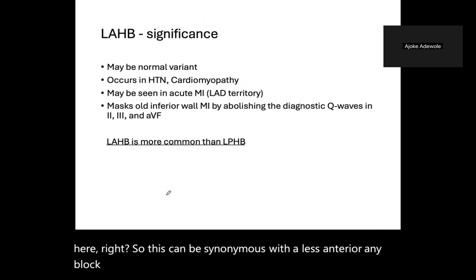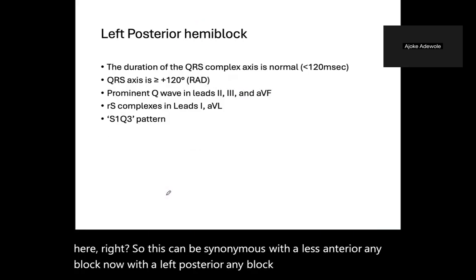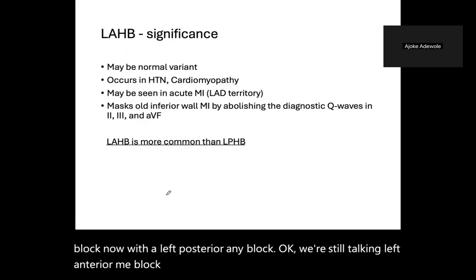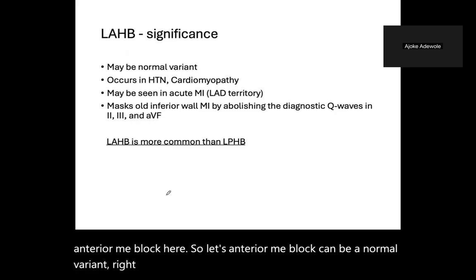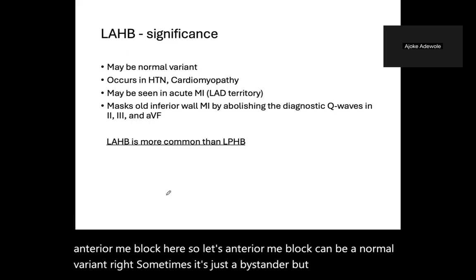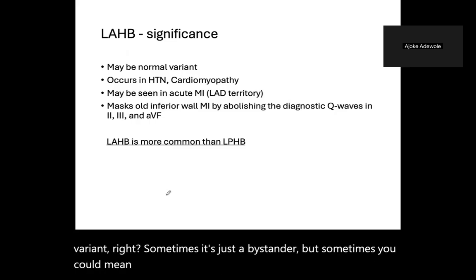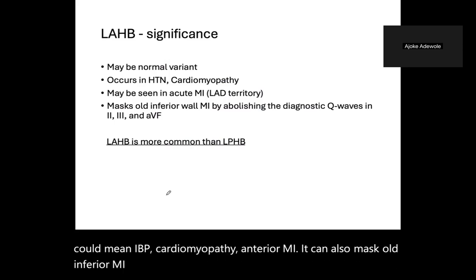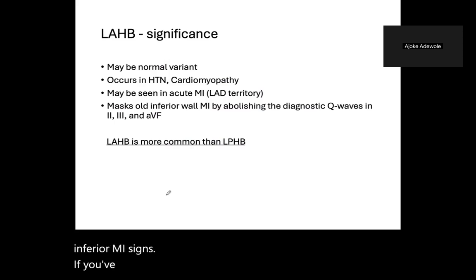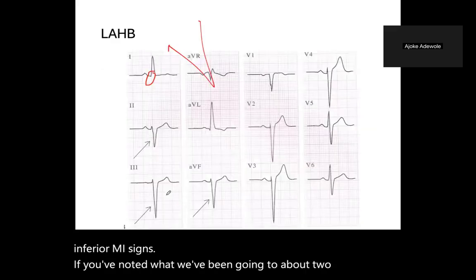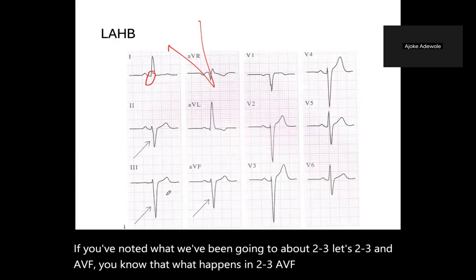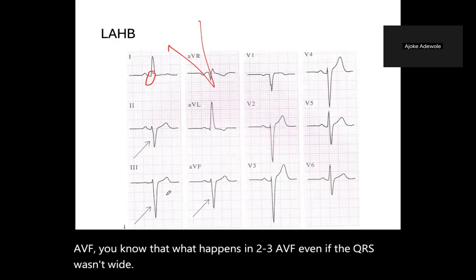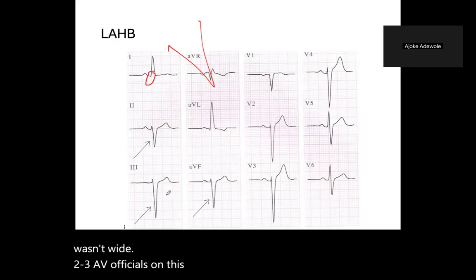Now, we're still talking left anterior fascicular block here. So left anterior fascicular block can be a normal variant, right? Sometimes it's just a bystander, but sometimes it could mean ischemic heart disease, cardiomyopathy, anterior MI. It can also mask old inferior MI signs. If you've noted what we've been going through about 2, 3, and aVF, even if the QRS wasn't wide, if you saw an ST elevation, it would alert you to an MI, right?